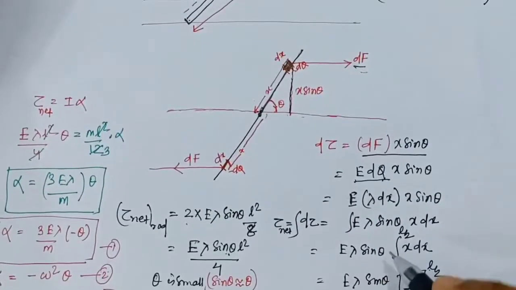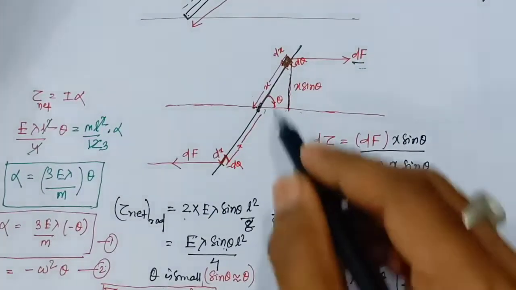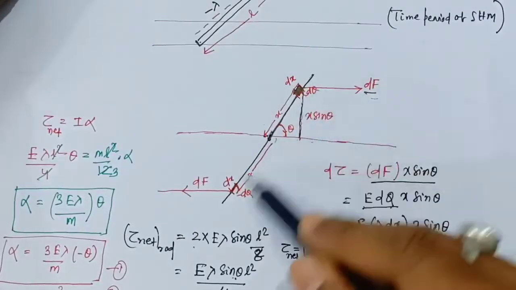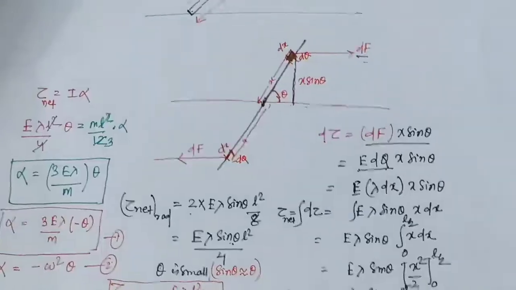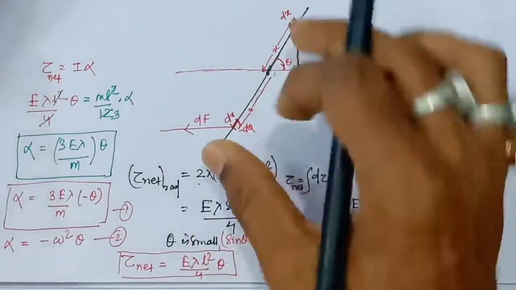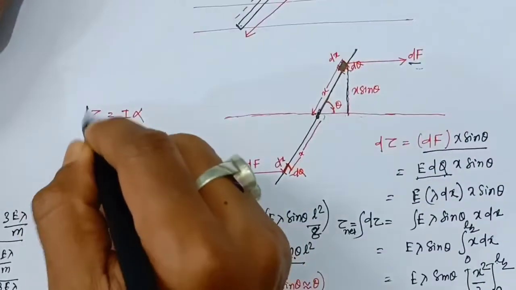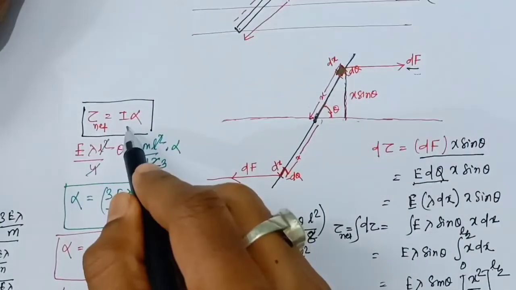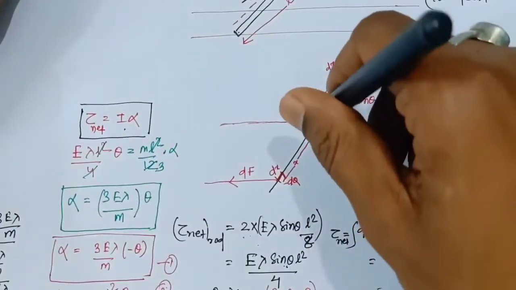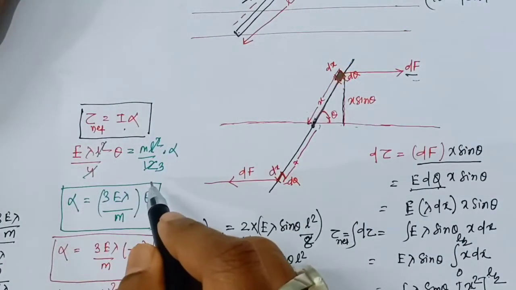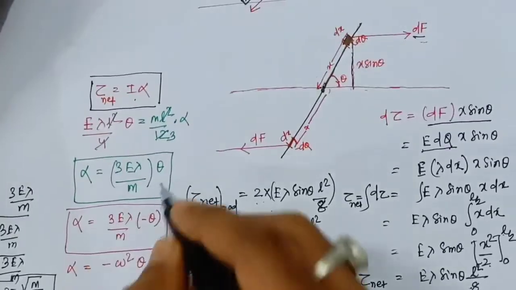Using this concept and doing the integration from 0 to L by 2, I reached the conclusion for tau net on the upper half. This is exactly a symmetrical pattern. If the upper half has this expression, I will simply multiply by 2 and say this is the net torque due to the complete rod. And I know the equation tau net equals I alpha, where alpha is the angular acceleration and I is the moment of inertia. For the middle section of the rod, the moment of inertia is ml square by 12, and I simply put ml square by 12, and proceeding in a similar fashion, I got the value of alpha.